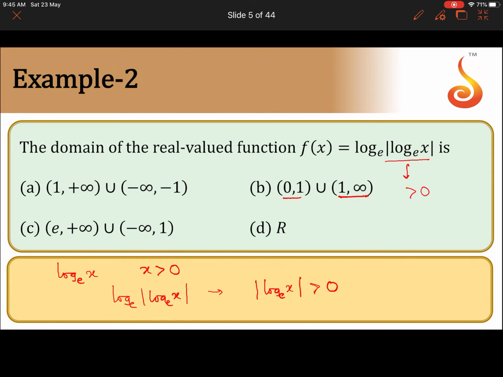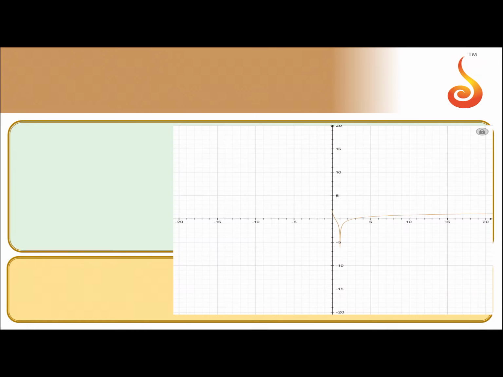Okay, 1, why you can't take? Because log 1 is equal to 0. So what will happen? Log base e of 0 is tending to minus infinity. That's why 1 you can't take. Let us observe the graph, then you'll get more clarity.